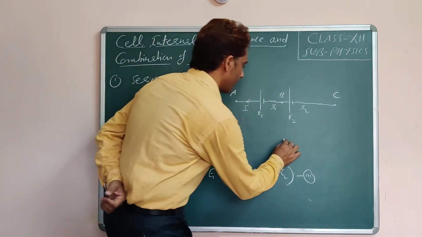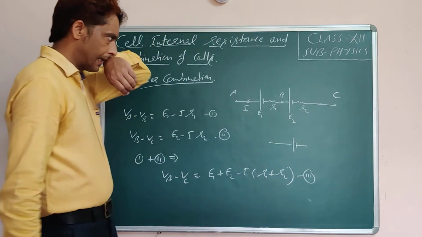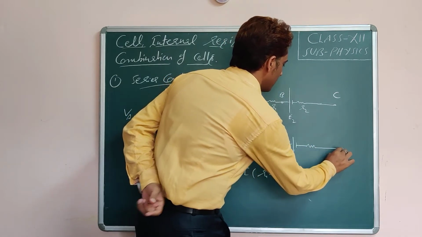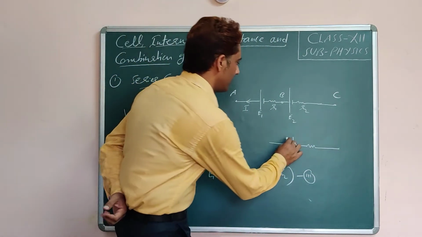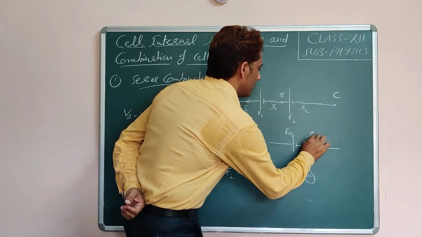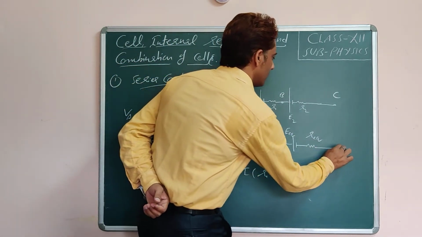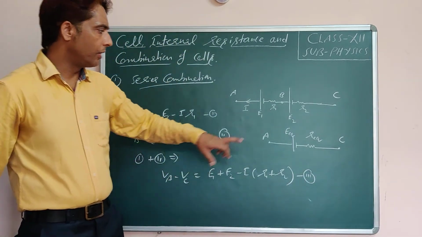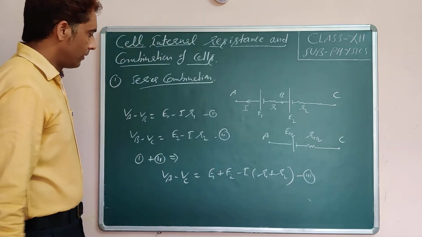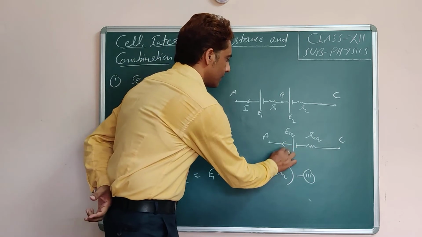Now this is the equivalent EMF and this is the equivalent resistance. This combination results in a battery having EMF E equivalent and internal resistance R equivalent. And the potential difference between A and C is VA minus VC.